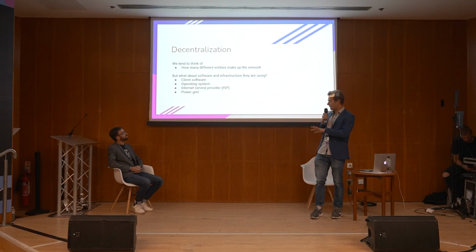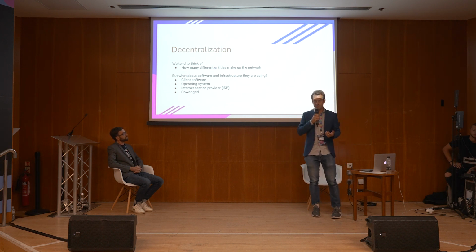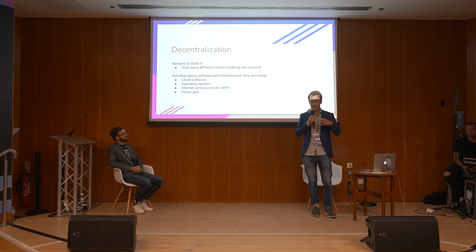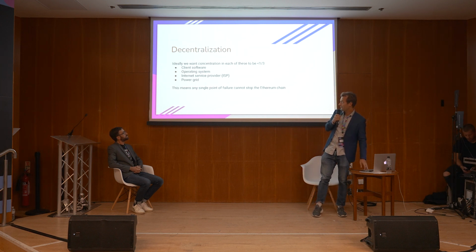And then we can talk about the physical infrastructure they use, such as the internet service providers and the power grid. In an ideal world, we want all that to be decentralized, because all of these are potential single points of failure. If your client has a bug, then that might bring the whole network down. Or if the power grid goes down and everyone is running on that, in the same region, then that can also bring the whole network down, and we don't want that.